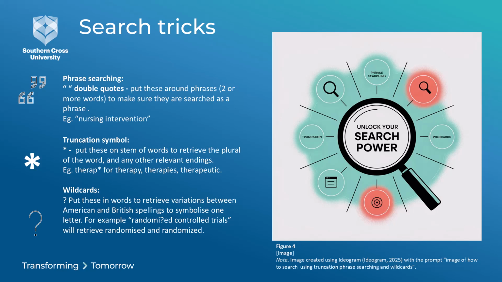Wildcards work within a word to get variations. A typical one is S or Z for variations in American and British spelling. Here the example of randomized controlled trial is used. If you put the question mark where the S or Z would go, it will retrieve all those presentations of the phrase.